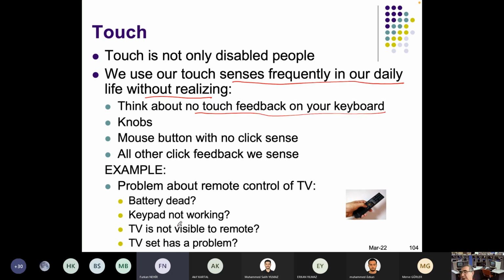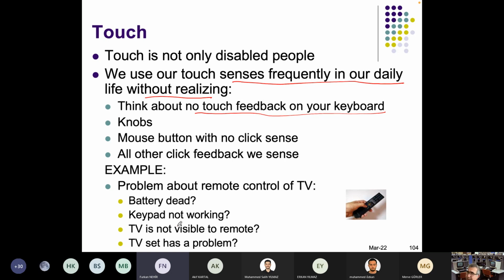So the mouse button click sensor, and all other click feedback we sense in the push buttons anywhere, are important examples of touch sense in the user interfaces. For example, in the remote control of a TV, you are pressing the key and nothing is happening. It could be battery dead, it could be keypad not working, TV is far away, or TV is a problem, or electricity is out. So how do you understand if the press is not working?